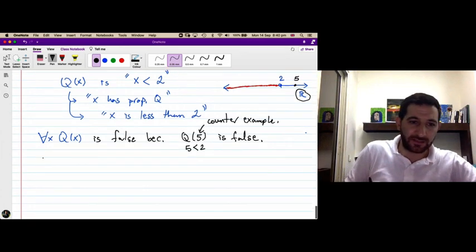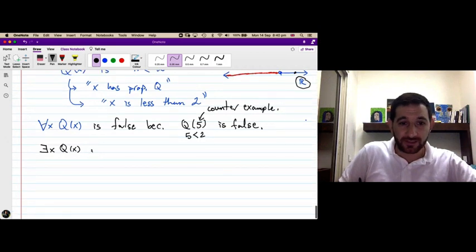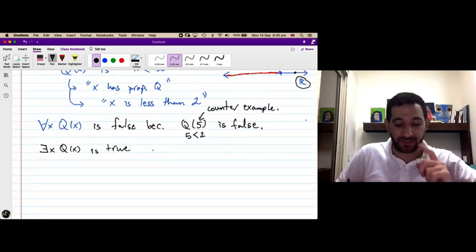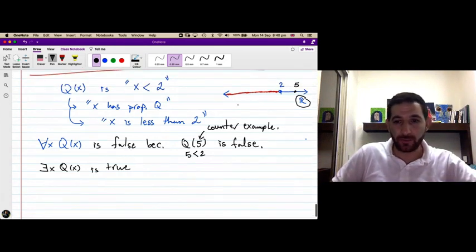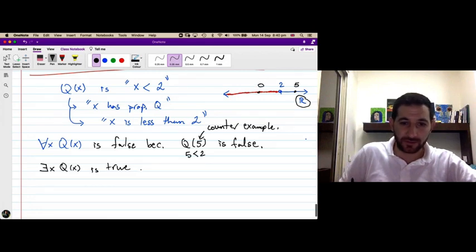Now let's see, do you think there exists x, Q of x is true or false? It is true if you can find at least one element, just one, in the domain which has property Q. Well, we can find one. 0 is less than 2. So it's true because Q of 0 is true.